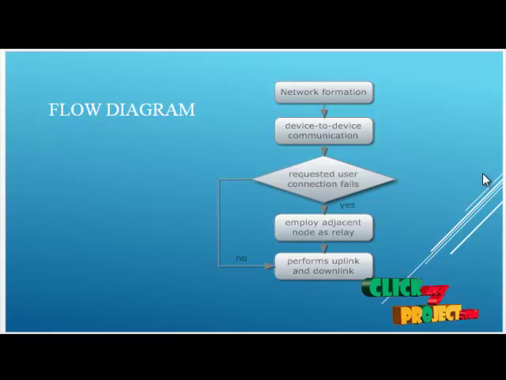Let us see the flow diagram. First, the network is formed with a number of nodes. After that, the device-to-device communication is processed. In this process, it checks whether the user connection has failed or not. If the user connection to reach the destination fails, then employ the adjacent node as the relay node and perform the uplink and downlink communication. If it does not fail, then it directly performs the uplink and downlink communication.